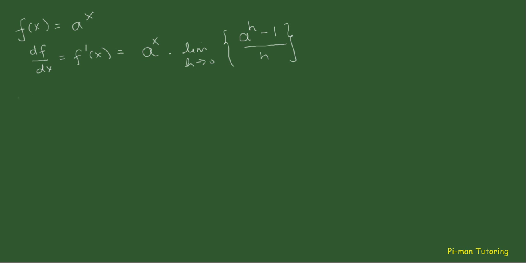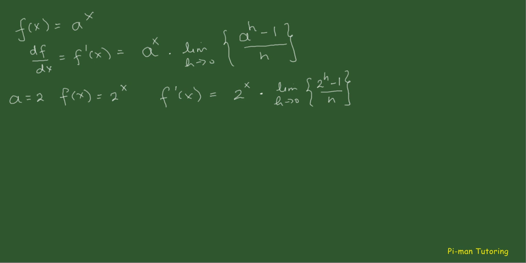So let's take the example of a equals 2, so that f of x is our old friend 2 to the x. And then we would get that f dashed of x would simply be 2 to the x multiplied by the limit as h tends to 0 of 2 to the h minus 1 divided by h.